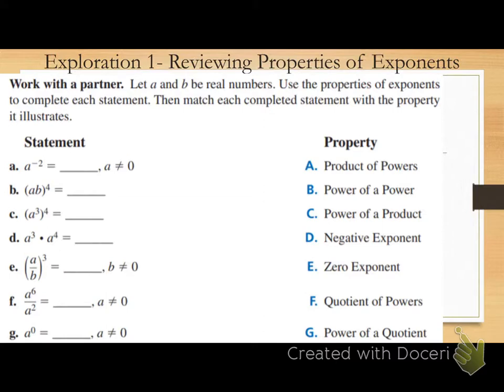To handle a negative exponent, I change its position in the fraction. So this is technically over 1. To make it a positive exponent, it's in the numerator right now. I'm going to put it in the denominator, and that exponent's going to become positive. So it equals 1 over A squared. Anytime you have a negative exponent, you just change its position in the fraction.